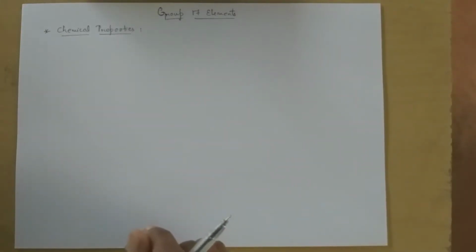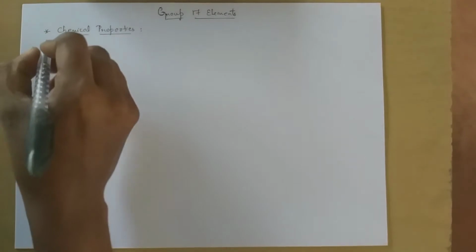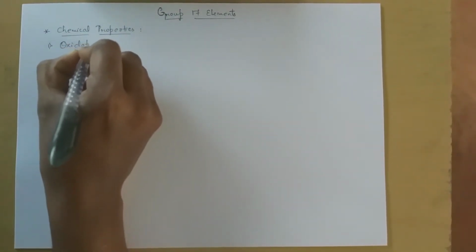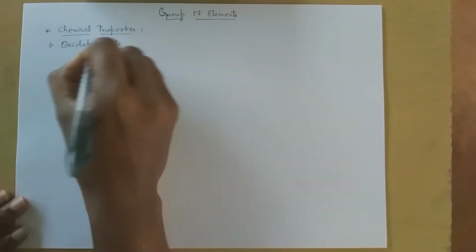Students, next coming to the chemical properties of group 17 elements. As you already know, group 17 elements are generally called halogens. There we have fluorine, chlorine, bromine, iodine and astatine. So coming to the chemical properties, the first one is oxidation state.